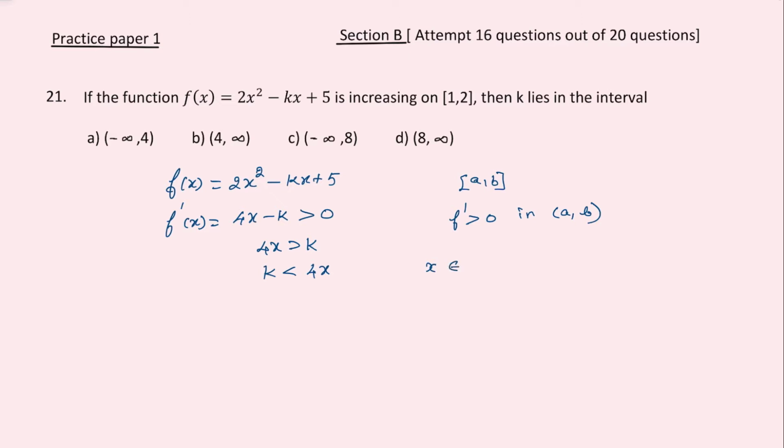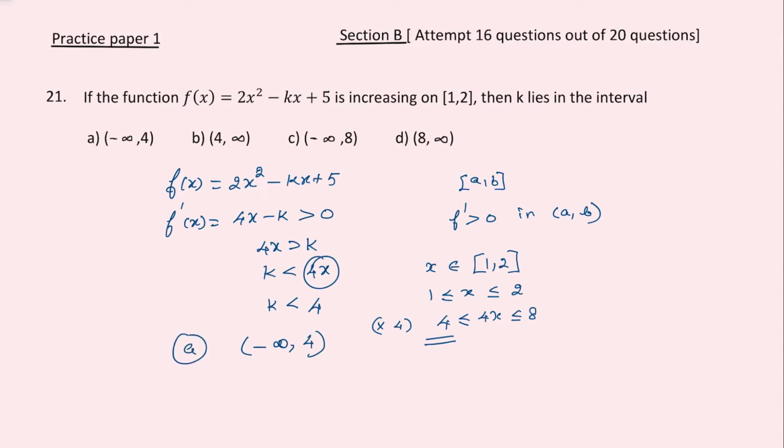And we know that x belongs to the closed interval 1, 2. That is 1 less than or equal to x less than or equal to 2. Let us multiply throughout by 4 to get 4x. 4 less than or equal to 4x less than or equal to 8. The least value of 4x is 4. Therefore, k should be less than 4. Because the least value of 4x is 4, k is less than 4. Less than 4 means it can take any real value between minus infinity and 4. Option A is the correct answer.